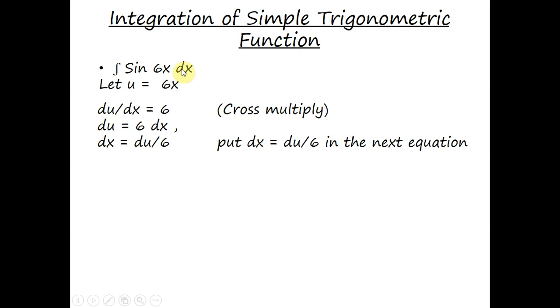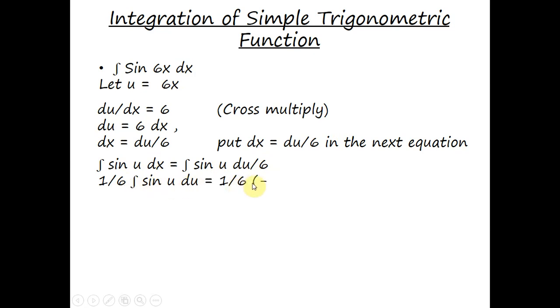And the next equation we're talking about is this, when this has been substituted already. So let's look at it. Now we say the integral of sin u dx is equivalent to the integral of sin u du all over 6. We have done the substitution now. So move the 6 behind the integral. We have 1 over 6 integral of sin u du, which is equivalent to 1 over 6 open your bracket, the negative sign, cos u, plus c.